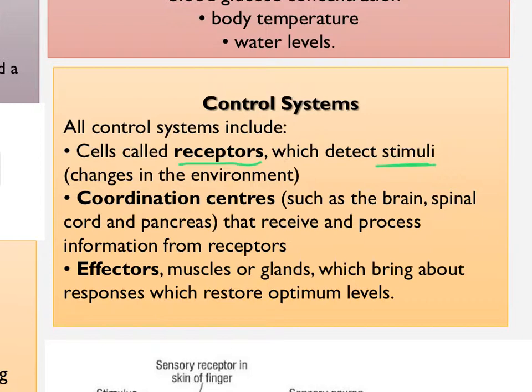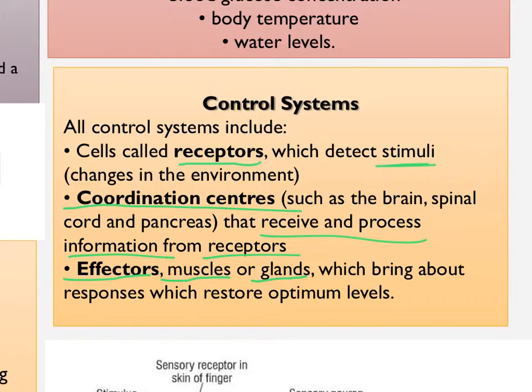This then is picked up by the coordination centre, which in most cases is the brain, and particularly things like the pituitary gland, and they receive and process this information from those receptors. And then effectors can be one of two things, and your examiners like to ask you this a lot: effectors are either muscles or glands. So that brings about a response which restores your body to an optimum level.